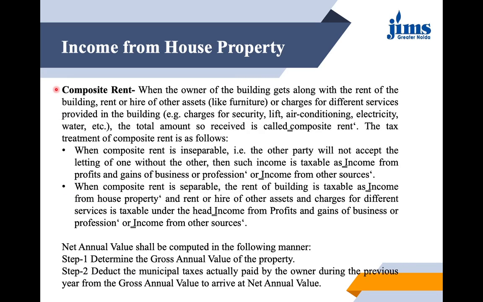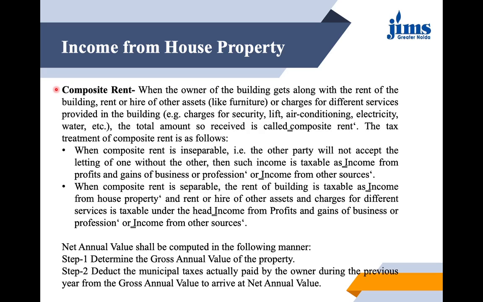Then comes composite rent. This is a very important point that you need to remember. When the owner of a building gets along with the rent of the building some rent or hire of the other assets, like maybe some furniture or some other different services which is provided in the building, or charge for the security, lift, air conditioning, electricity, water, etc. The total amount so received is called as composite rent together. Means the rent of that particular building and the rent or the charge that you are asking for the furniture or any other services that are being provided along with that house.